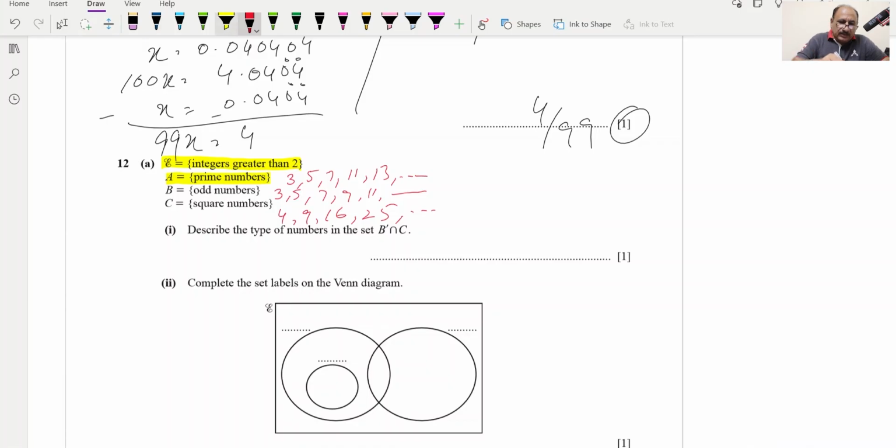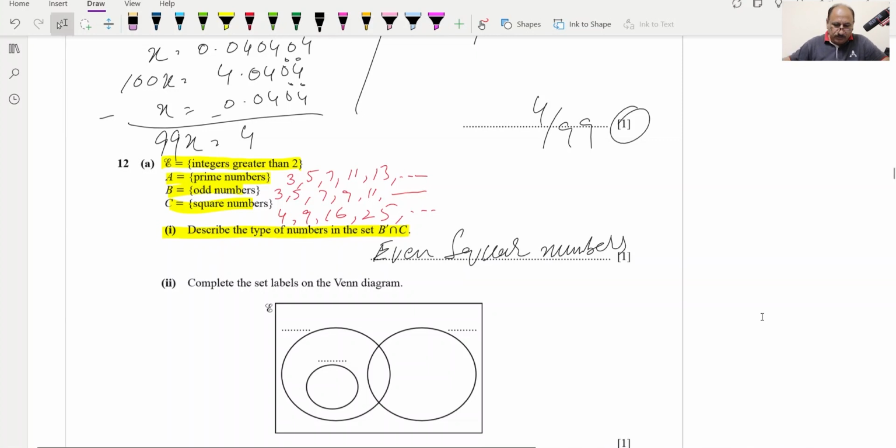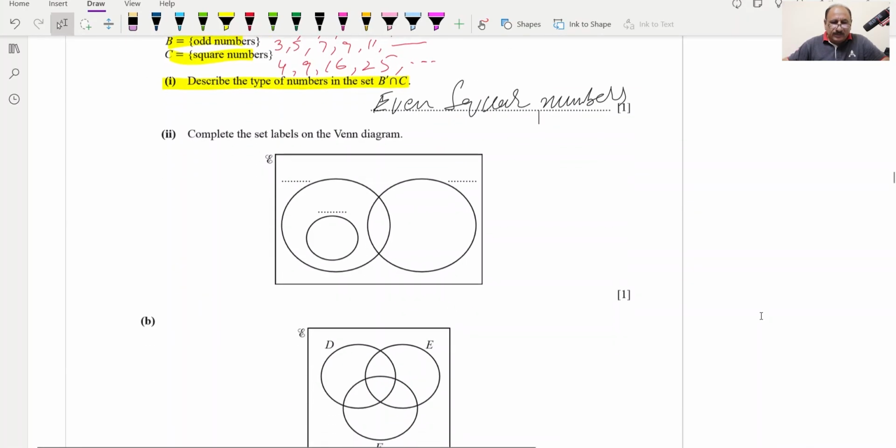Similarly, square numbers are 2 square, 9, then 16 and 25, and so on. These are square numbers. Then they are saying, describe the type of numbers in the set B complement intersection C. B complement means it should not be in B and common with C. So those will be even numbers and not odd. It means square numbers. So even square numbers will be this one. Then complete the set labels on the Venn diagram. So we have to complete this one.